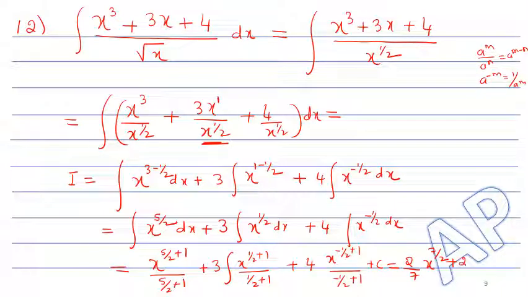The next term is 2 into x to the power of 3 by 2, and the last term is 1 minus half, which is half. Here also 1 minus half is 1 by 2. So divided by 1 by 2, the numerator becomes 2. So 4 into 2 is 8. 8 into root x, that is x to the power of 1 by 2. So let me write this final term, that is 8 into x to the power of 1 by 2 plus c.